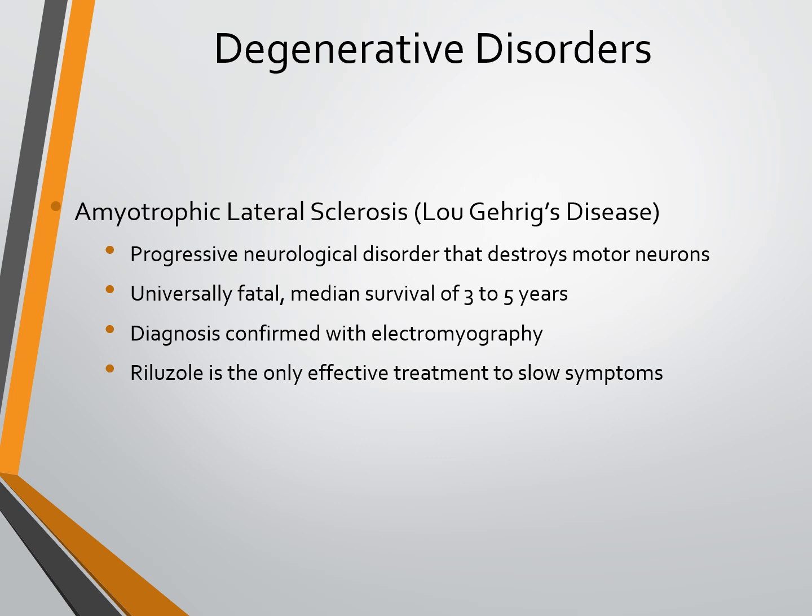Another degenerative disorder is amyotrophic lateral sclerosis, also known as Lou Gehrig's disease. This is a progressive neurological disorder that destroys the motor neurons. Universally, this is a fatal disease, and the survival rate is between 3 to 5 years. You confirm this diagnosis with an electromyography, and at this point, riluzole is the only effective treatment that can slow the progression of the disorder. It does not get rid of it, it slows it.